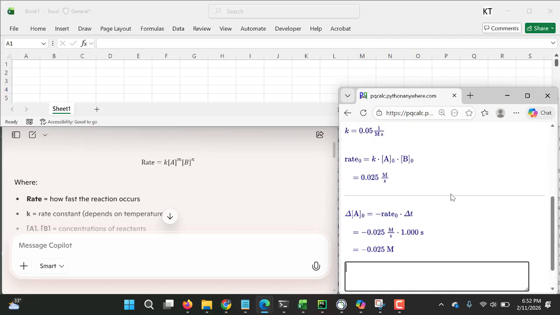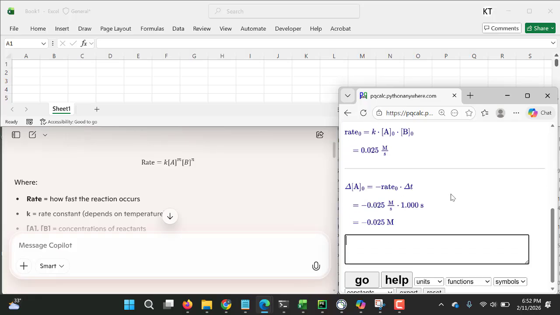So far, so good. With that information, we can actually calculate what the concentration is after 1 second. And we'll call that A1. And that's equal to A0.